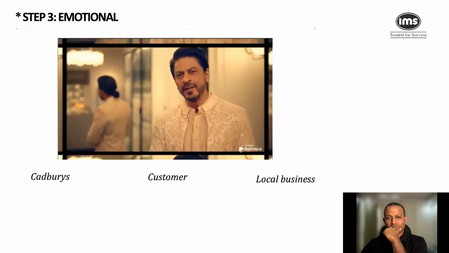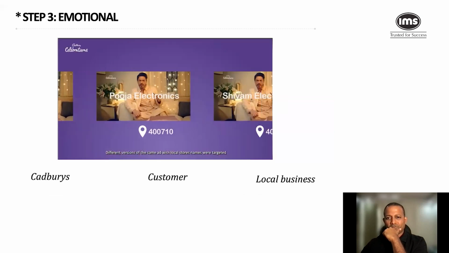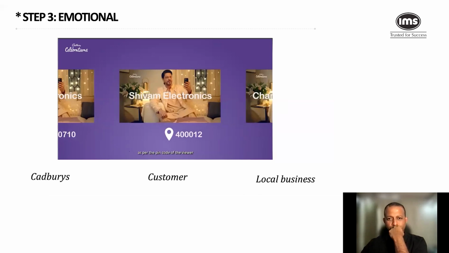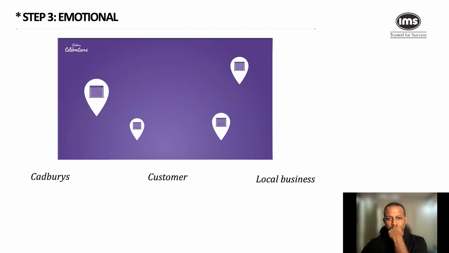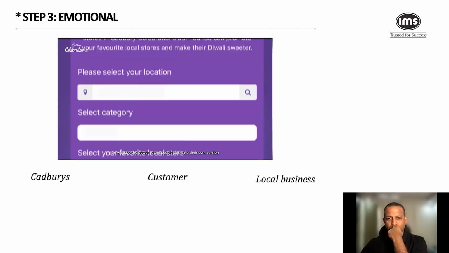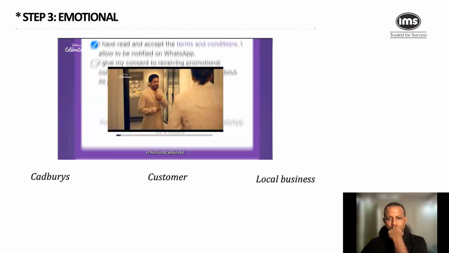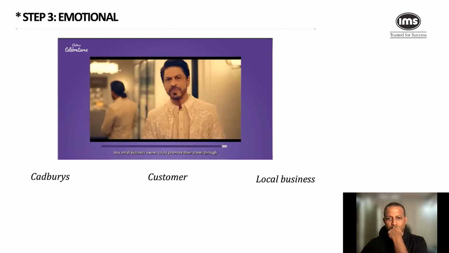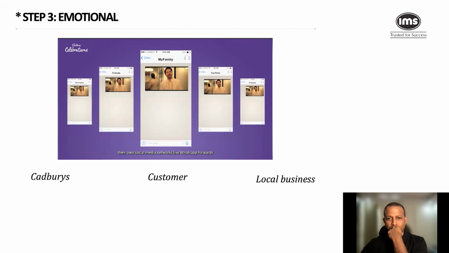Different versions of the same ad with local store names were targeted as per the PIN code of the viewer, showing them only the nearby stores. But it is impossible to cover all the stores. So we gave the power to the people to create their own version of not just a Cadbury ad. Any small business owner could promote their stores through their own social media networks like WhatsApp forwards and other social media pages.